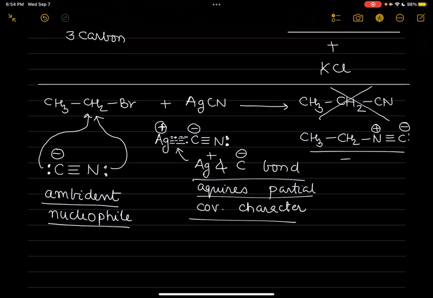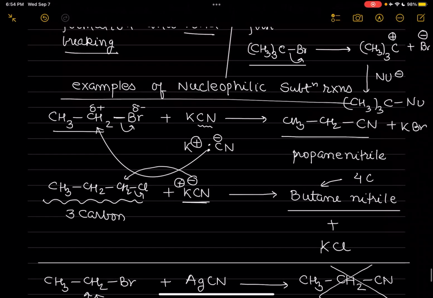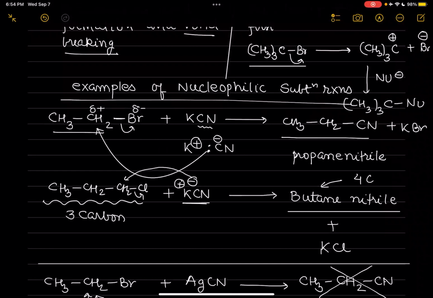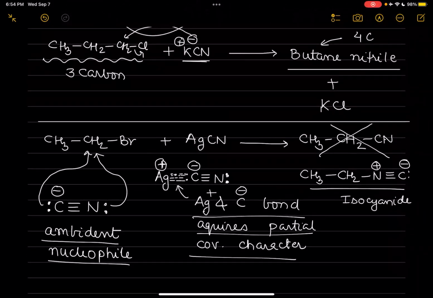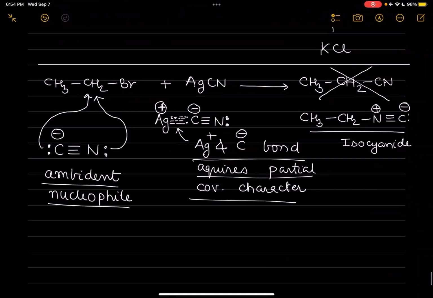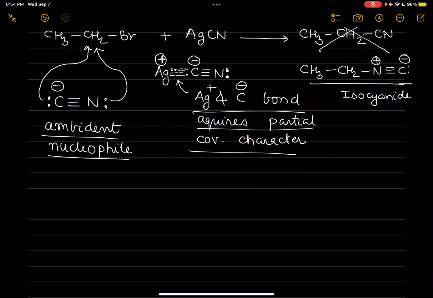This functional group is known as isocyanate. Or when you take KCN, the CN gets attached, the carbon atom attacks. But if you take AgCN, the carbon is associated with silver, so the nitrogen atom goes and attacks. Is it clear? So this is isocyanate formation. Okay.